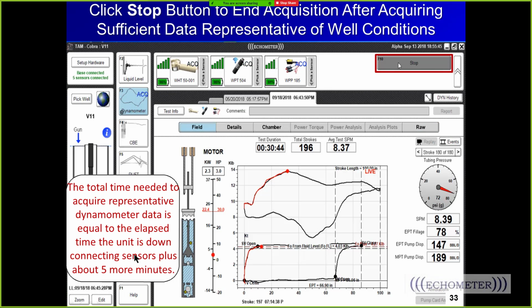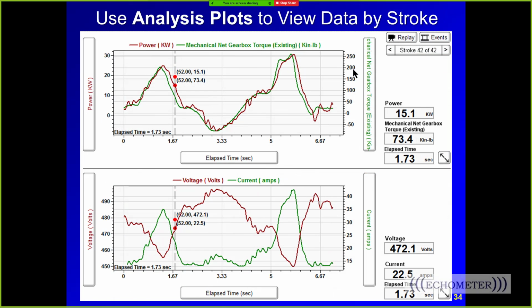And this just says, acquire the downtime plus 5 minutes more. I think that's a good recommendation. So if you have the well down for 10 minutes hooking this stuff up, and then turn it back on, take data for 10 minutes plus 5 minutes more, that means you'll get the full card, and then you'll get to the conditions you were before you shut the well down. Typically, once you've got enough data, click the stop to stop acquiring data.